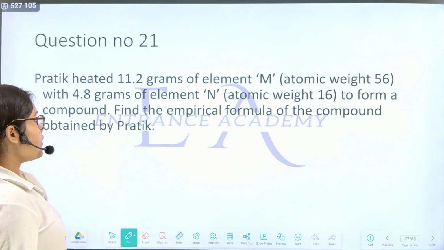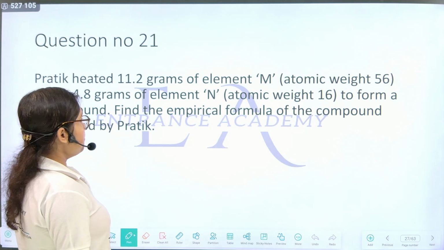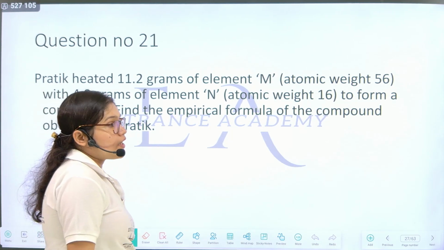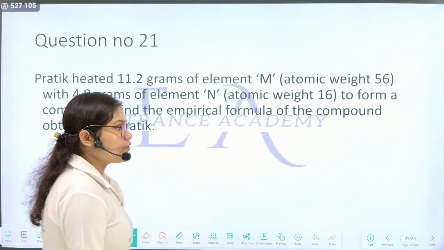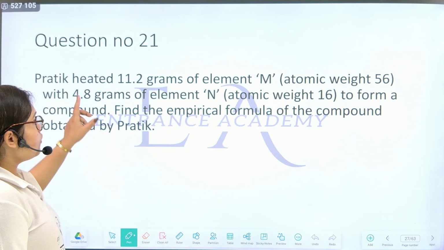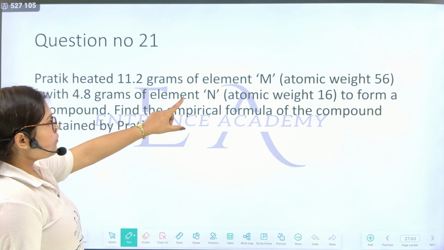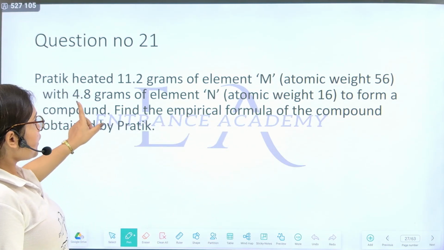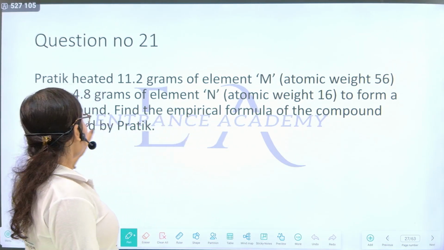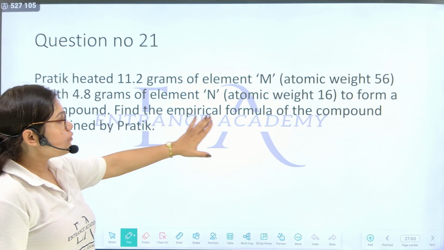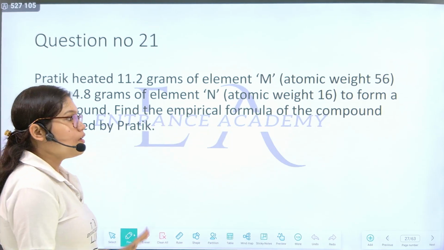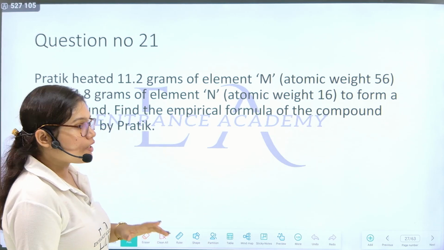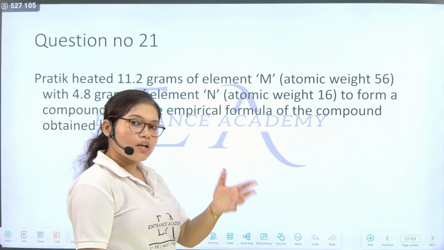Pratik heated 11.2 grams of element M with 4.8 grams of element N. This is one numerical type of question from the stoichiometry chapter. This is the most important part. 11.2 grams of element M, the atomic weight of element M is 56, and 4.8 grams of element N form a compound. Find the empirical formula. Empirical formulas are the simplest whole number ratios of the atoms in a compound.